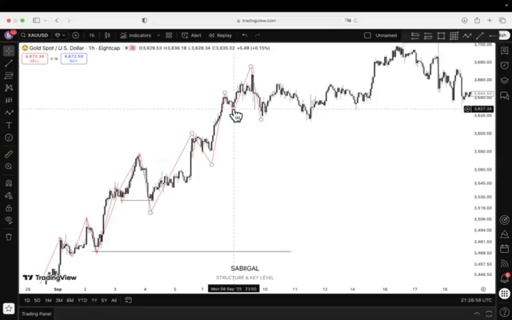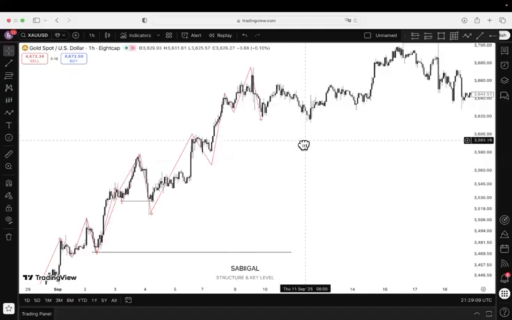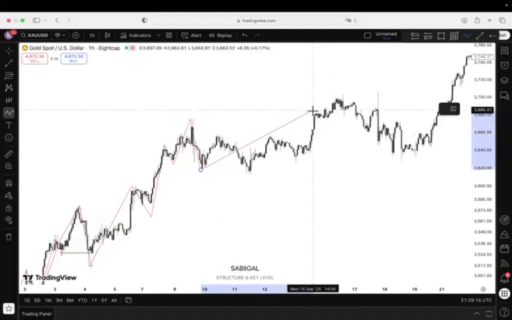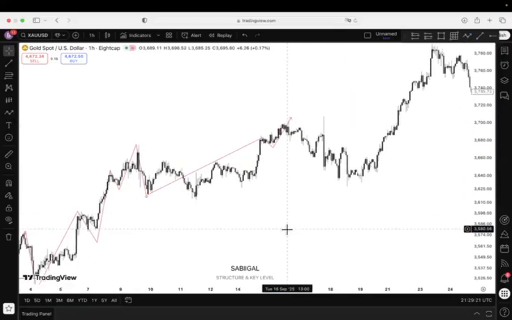But the sell comes low. Why? Because this is not a valid change of character. And then we continue the buy regardless. This one later broke structure here, and this one broke structure here. Then we had this.